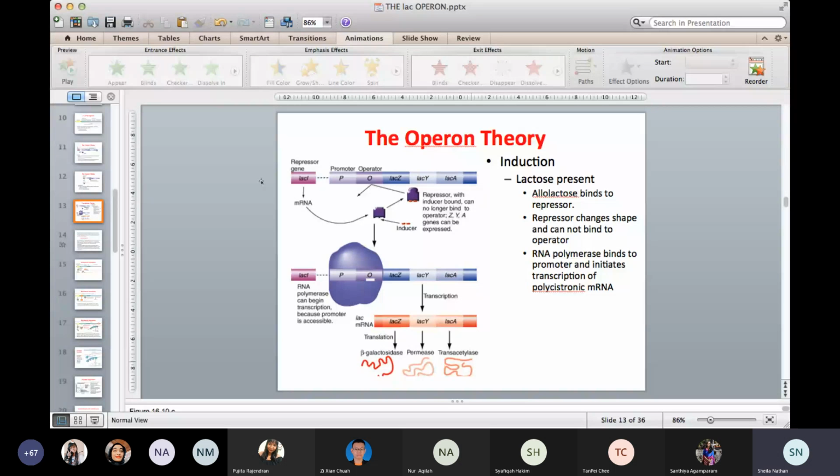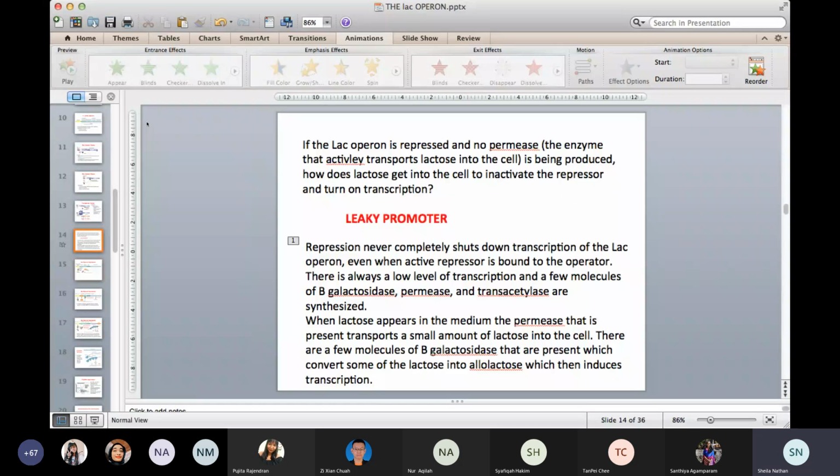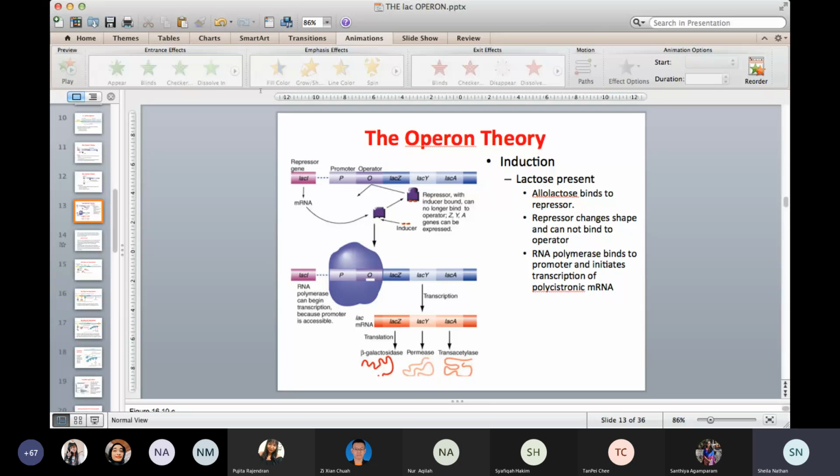The question is, if the Lac Operon is repressed, and no permease, which is the enzyme that needs to transport lactose into the cell, is being produced, how does lactose get into the cell to inactivate the repressor and turn on transcription? Does everyone understand that question? No? No, I don't understand the question.